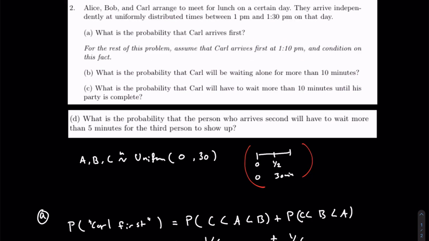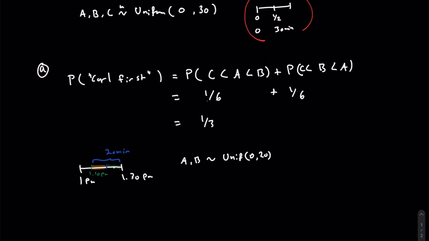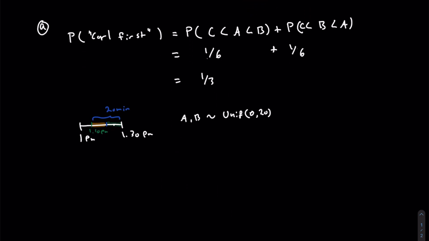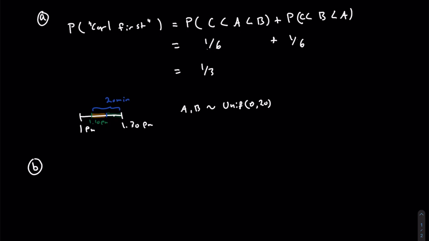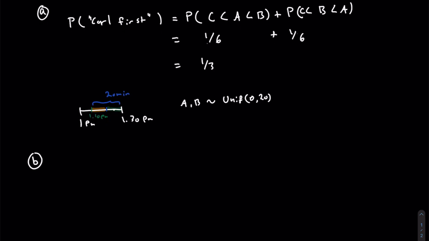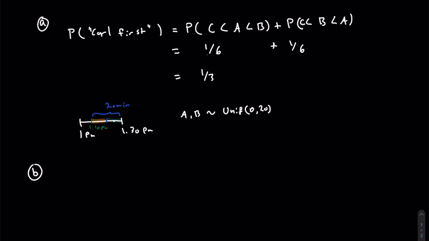And B, we're asked, what is the probability that Carl will be waiting alone for more than 10 minutes? Here, we can now visualize this as the following. We have Carl. Well, basically, let's do the following. So we have the probability that Alice, so A, arriving in this region is a half. B arriving in this region is a half.